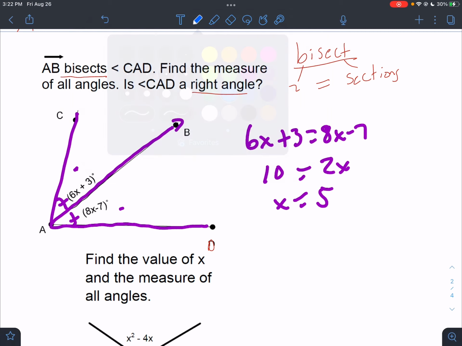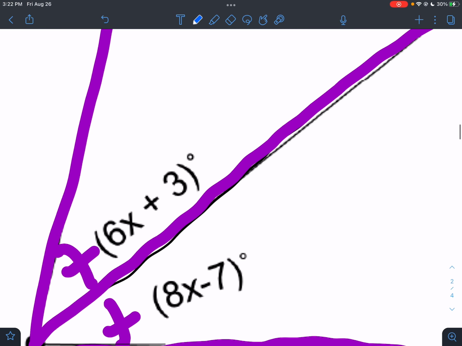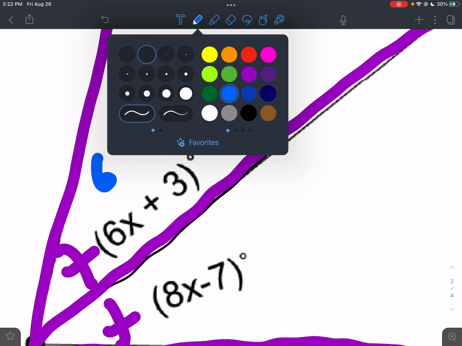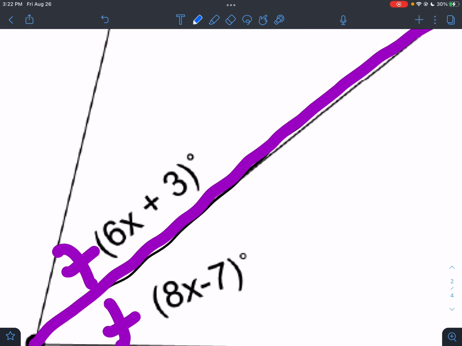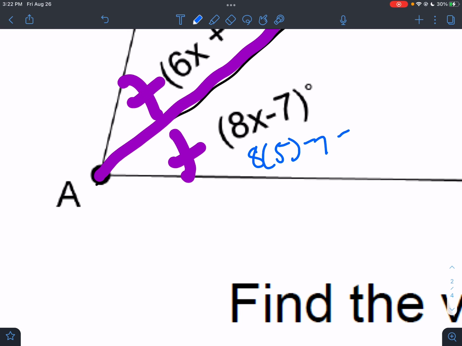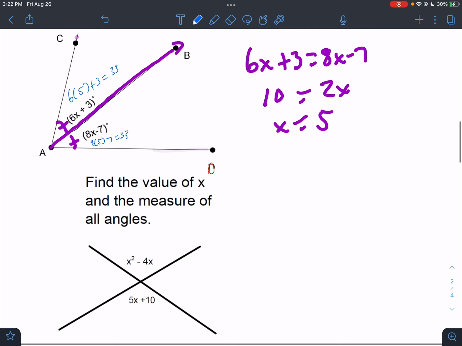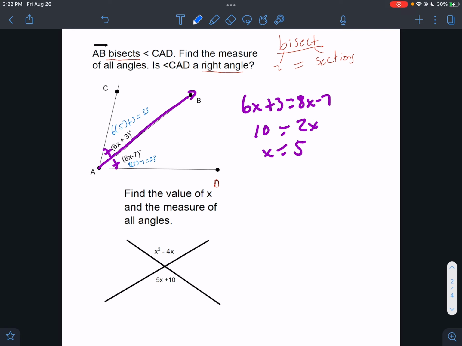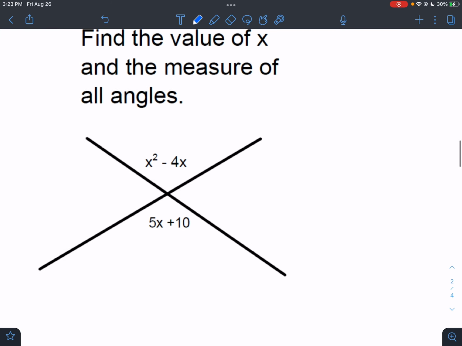But that doesn't answer the question, is it a right angle? Let's test it out. So we know that x equals 5, so we plug it in. 6 times 5 plus 3, that is 33. And how about this? 8 times 5 minus 7, that's 33. And we knew they had to be equal, so we just checked our work. We know that we have the right answer because they had to be equal. Is it a right angle? The answer is no. Find the measure of all the angles. 33, 33. The whole thing is 66.